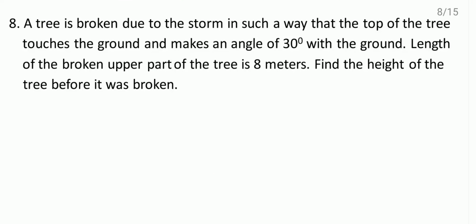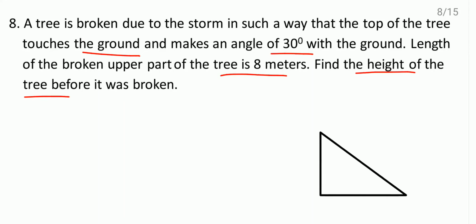Let us see question number 8. A tree is broken due to storm in such a way that the top of the tree touches the ground and makes an angle of 30 degrees with the ground. The length of the broken part of the tree is 8 meters. Find the height of the tree before it was broken. So see here, just try to understand.